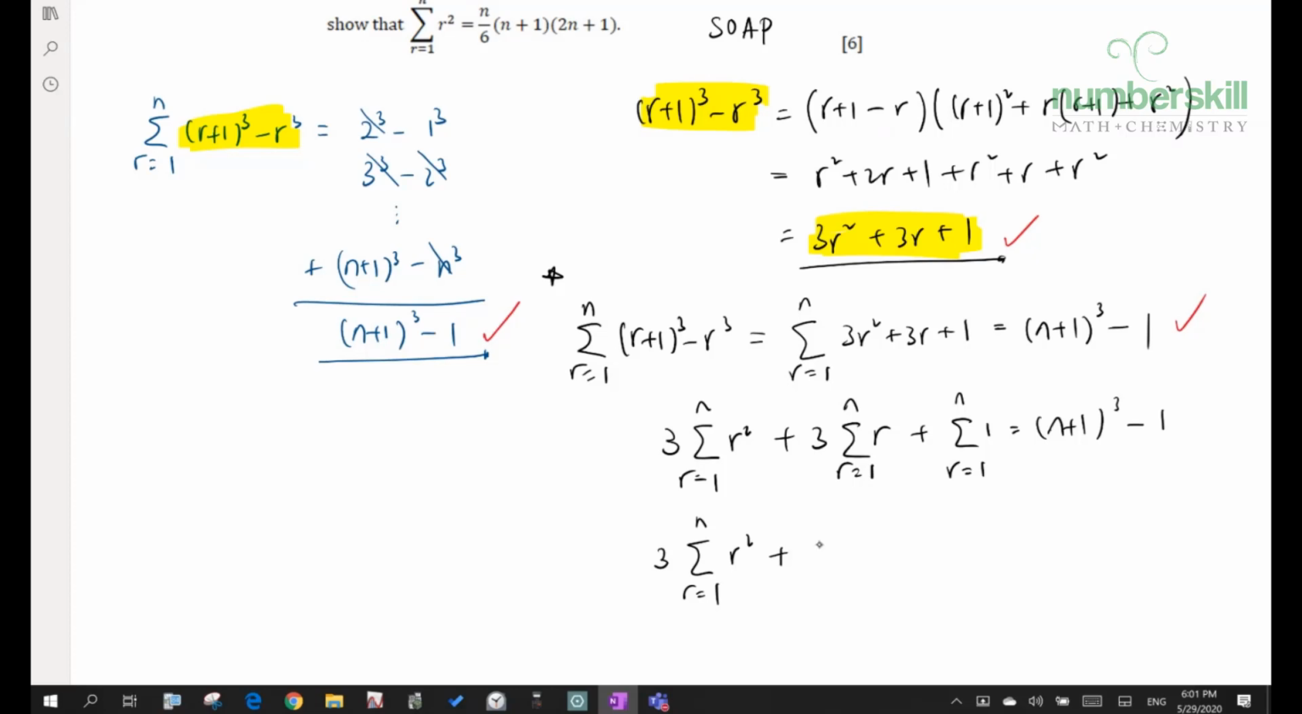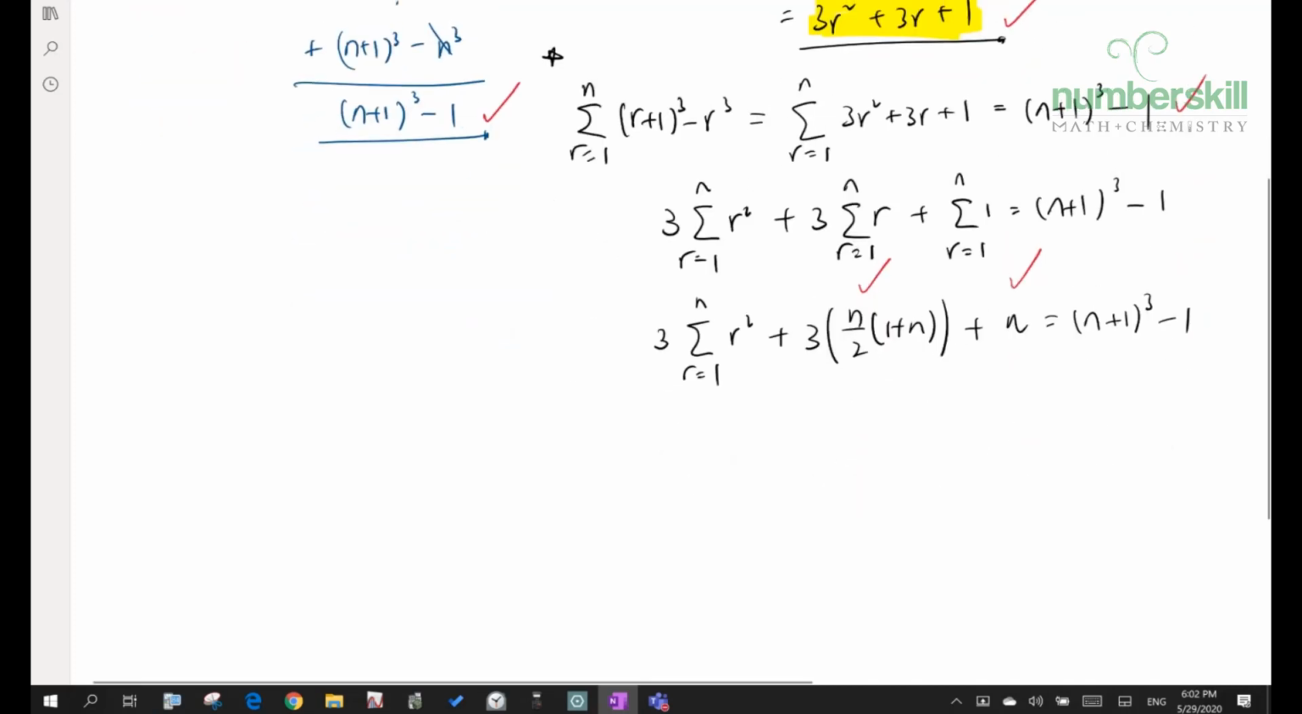You see the r squared? Great. Now this one is an AP, n over 2 times (a plus l). This one is just n. I think if you identify this, it's 1 mark, and if you identify this, it's another 1 mark. This is probably the easiest 1 mark, but you'll be surprised, some people just don't know how to find the sum of a constant. Anyway, the last 1 mark goes to the answer.